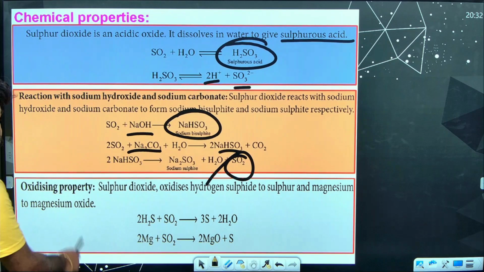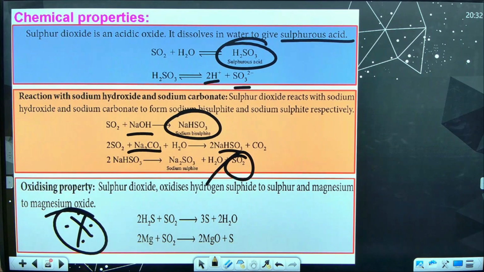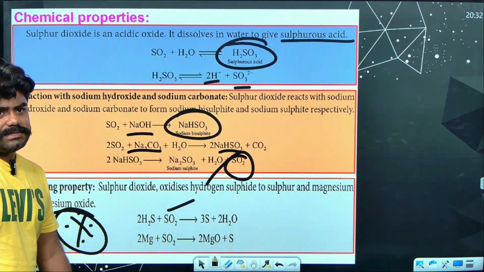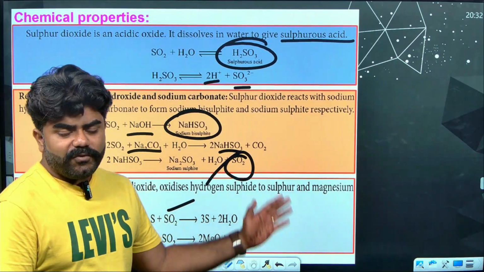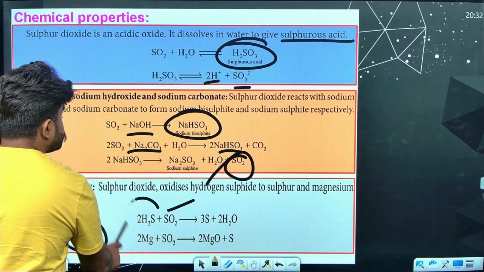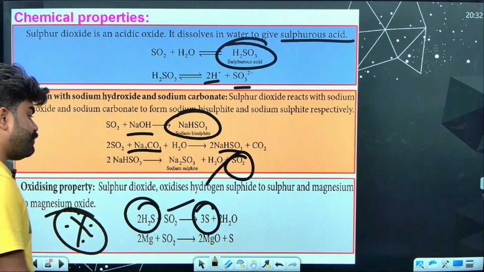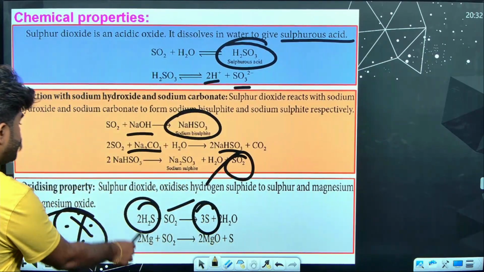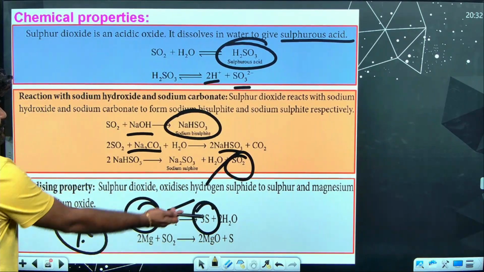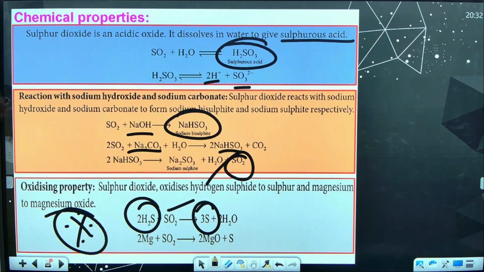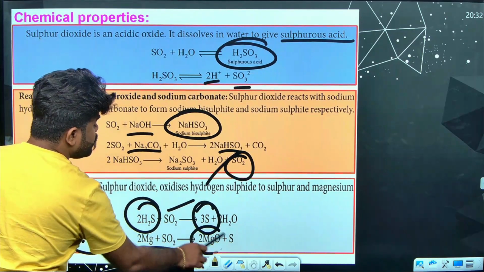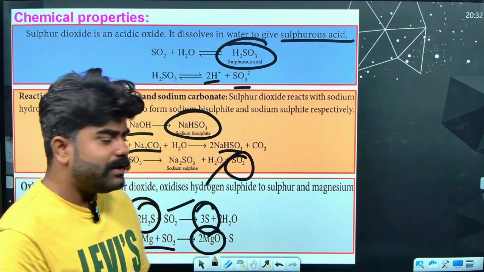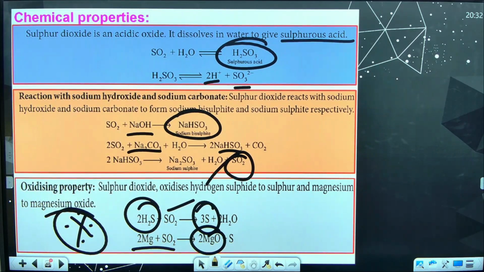Now let us see the oxidizing property of sulfur dioxide. Yes, it is an oxidizing agent, because there are two oxygens there, right? It can act as an oxidizing agent. When it is treated with H2S, it oxidizes H2S to sulfur. What is oxidation? Removal of hydrogen is also called oxidation, right? So if hydrogen is removed and you get sulfur, that is an oxidation reaction. Similarly, magnesium when treated with sulfur dioxide forms magnesium oxide. Oxidation is again addition of oxygen. You can define it that way. So this is also an oxidation reaction.